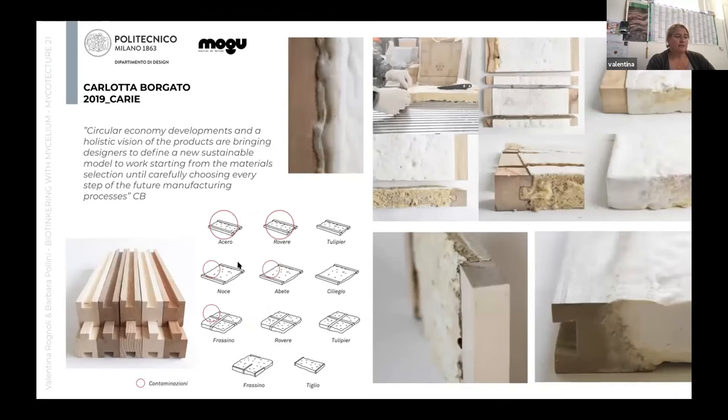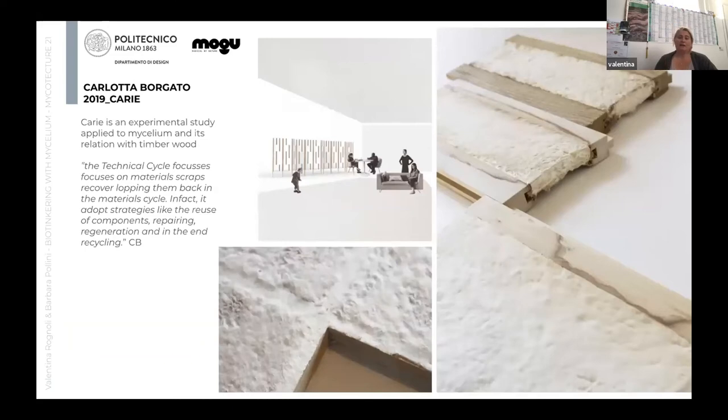Another research developed thanks to an internship at Mogu as well is Carie. Carie is an experimental study applied to bio-based fungal materials and focuses on their relationship with timber woods. The biotinkering activity in this case was concentrated on finding the right combination between the right wood and mycelium, to find the perfect match between these two elements. In fact, Carlotta tested the level of compatibility and the structural resistance of each different wood essence through prototypes. Later, also thanks to these prototypes, she developed a series of product concepts, trying to imagine the potential of this material in application.